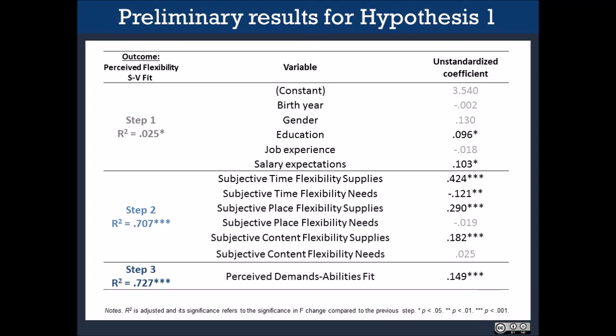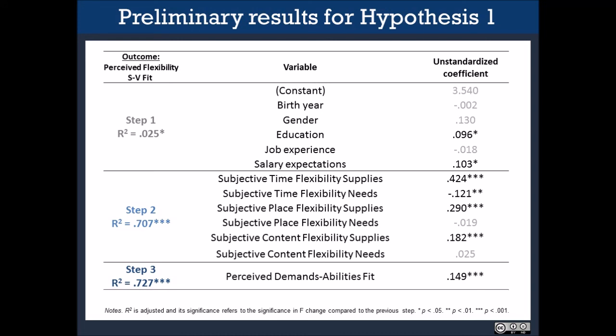The first step is the control variables. You see, between 2 and 3% of perceived fit is predicted by the control variables. The second step is what interests me the most. In the second step, I've got the subjective flexibility needs and the subjective flexibility supplies. And here the R square jumps to 70%, 71%. So 71% of this sense of fit is predicted by subjective supplies and demands.